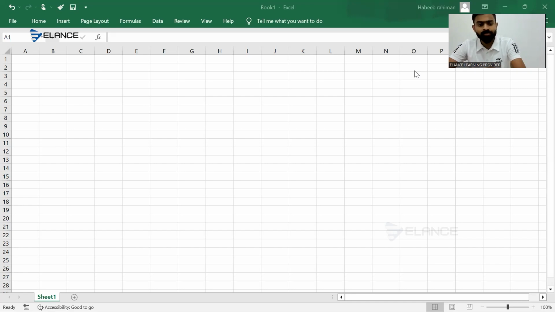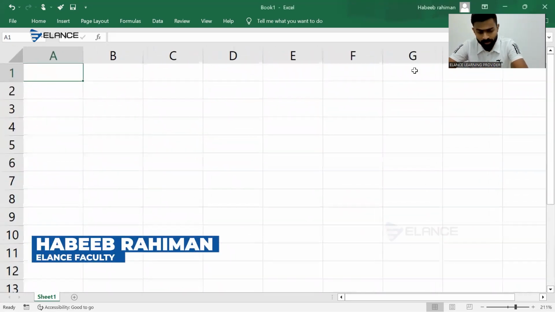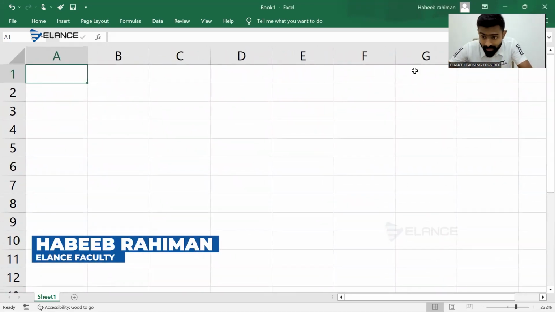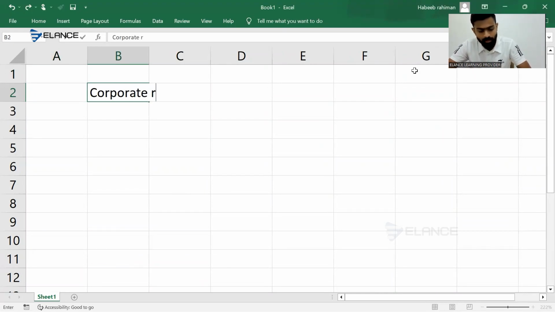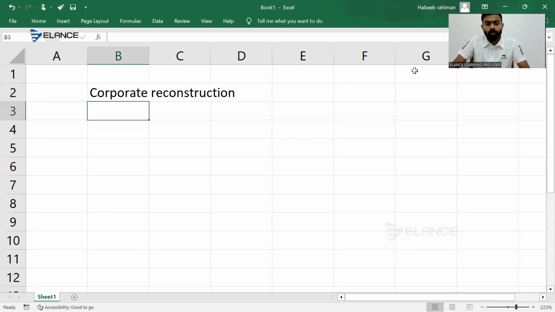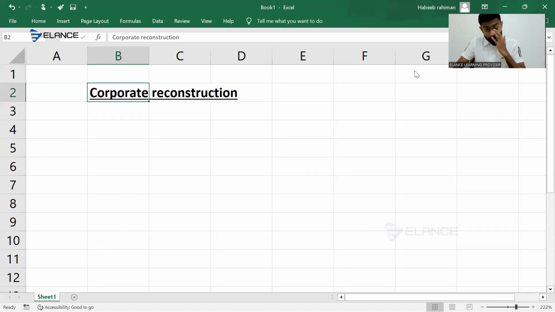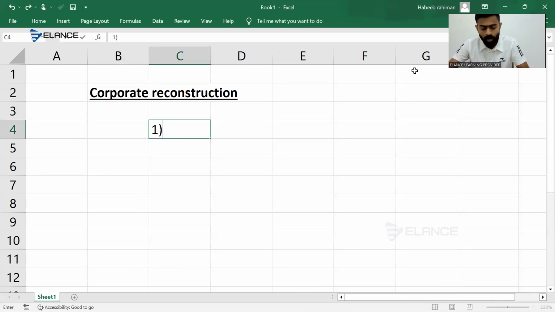So, as we scheduled today, we are going to practice a few questions from a topic named corporate reconstruction. Corporate reconstruction or restructuring. There are three types of restructuring discussed in our syllabus. Number one, financial restructuring.